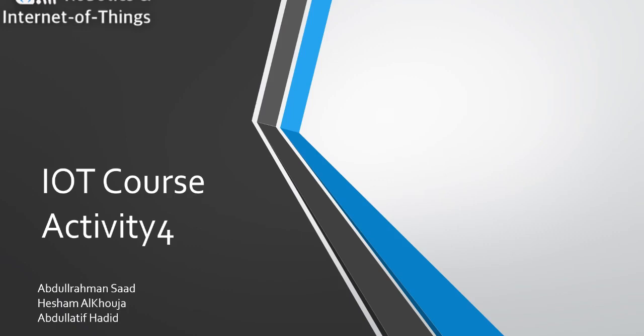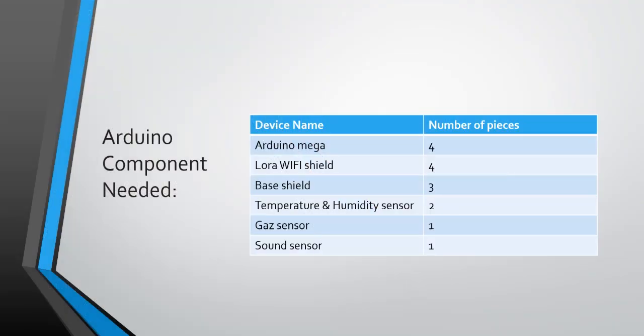Assalamu alaikum. In this mini project, we will use Arduino nodes to get sensor readings and display them on an interactive website using Kafka as a middleware. Let's get started by looking at the components needed.